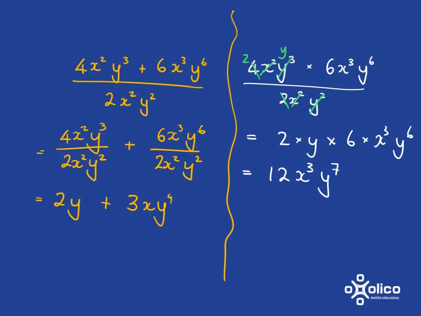So the important thing to note is if you've got a plus or a minus, you get two separate terms and you've got to distribute in. But if you've just got everything multiplied together, you don't have to do that.